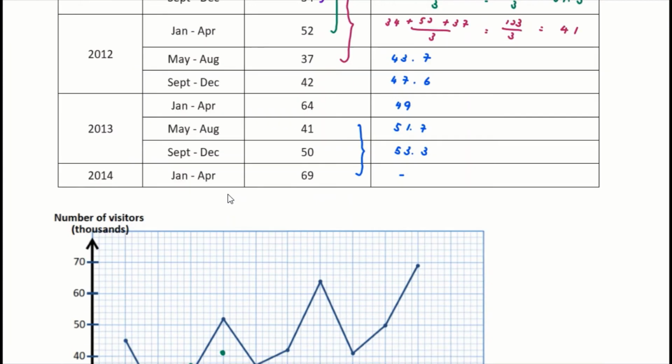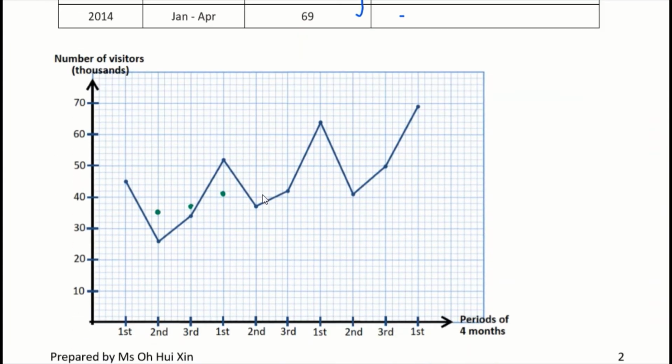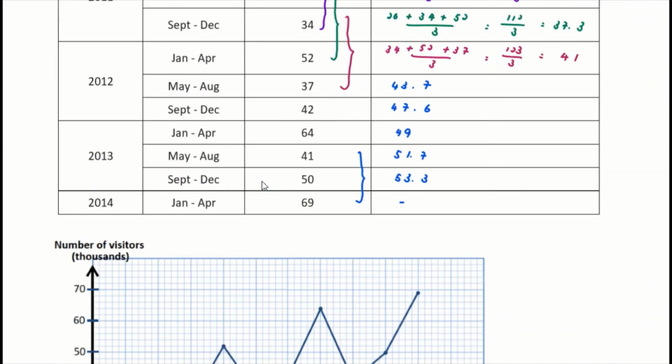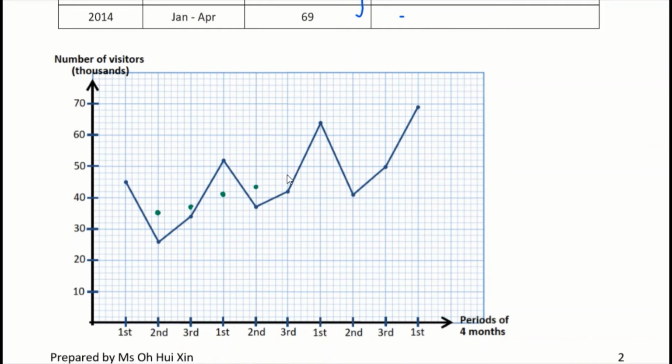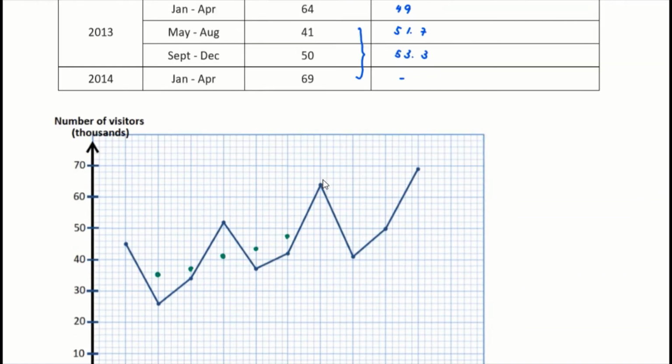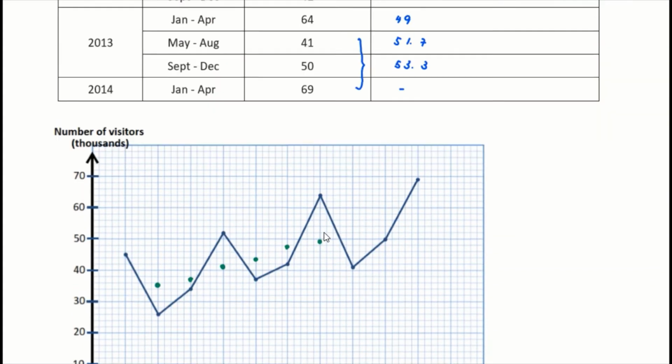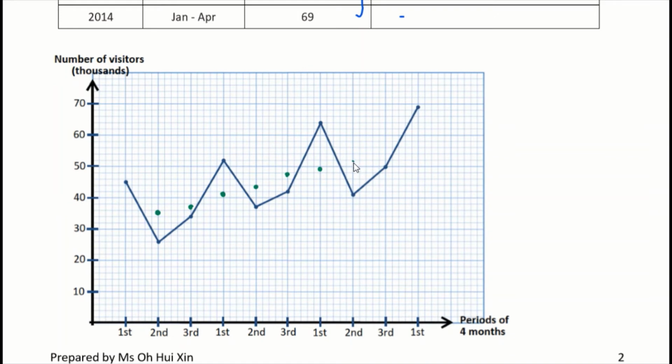Okay, then we move on. 43.7. 42, 43.7 will be quite near to 44. Okay, and then 47.6. So that's near to 48. Then 49, it would be in the middle. Okay, 41.7 near to 42. Alright, and our last point here, 43.3. So 42, 43.3, slightly above. Okay, so this is the point that we get. So same thing, we try to connect them using a straight line.